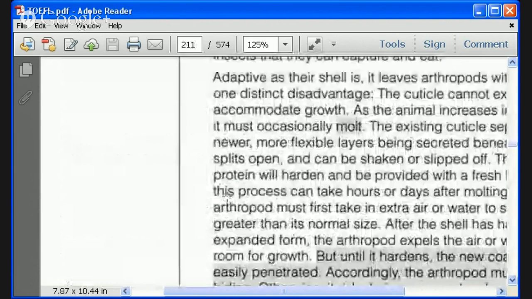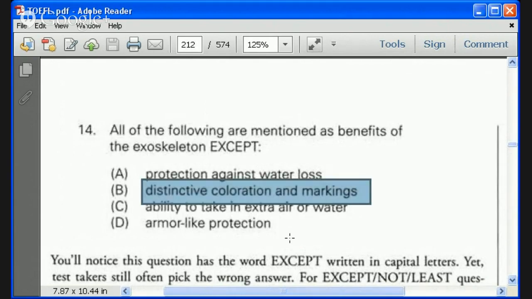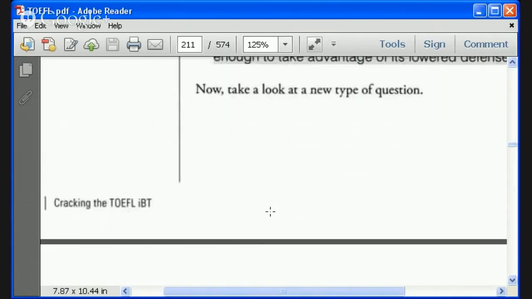Obviously, this is a time-consuming type of question, which means you might want to save it for past two. Okay, Faisal, what am I going to look for here? Colorations. Coloration? Coloration.